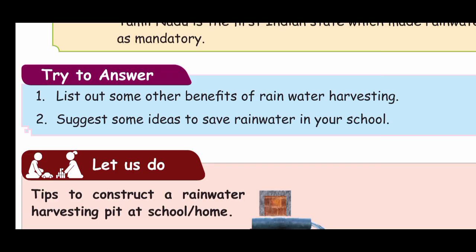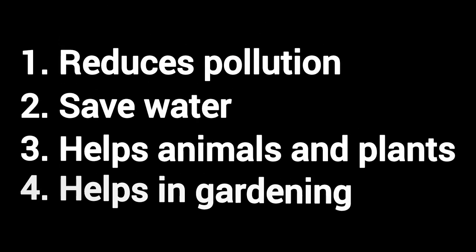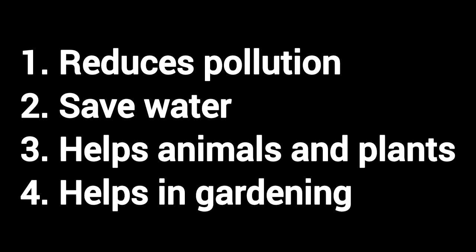Precipitation. Try to answer. First one, list out some other benefits of rainwater harvesting. So first one, reduces pollution. Second one, saves water. Third one, helps animals and plants. Fourth one, helps in gardening.